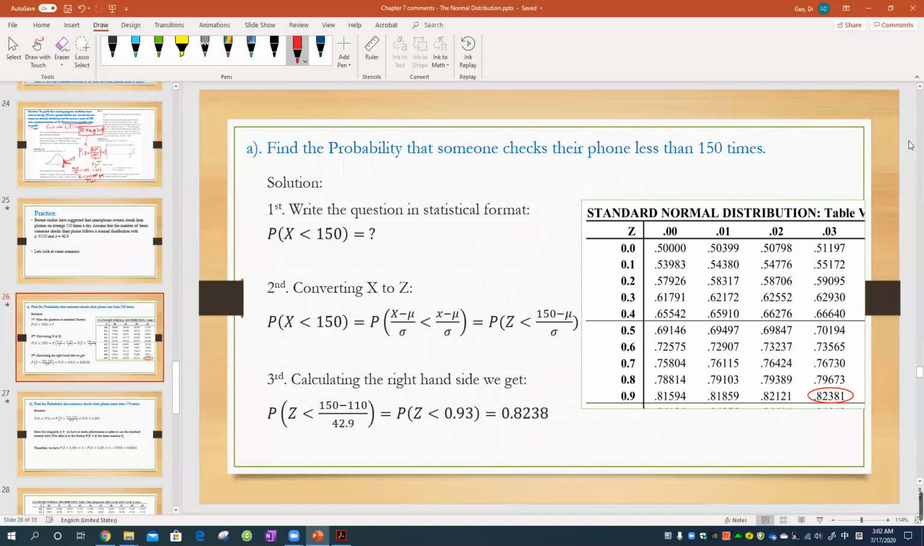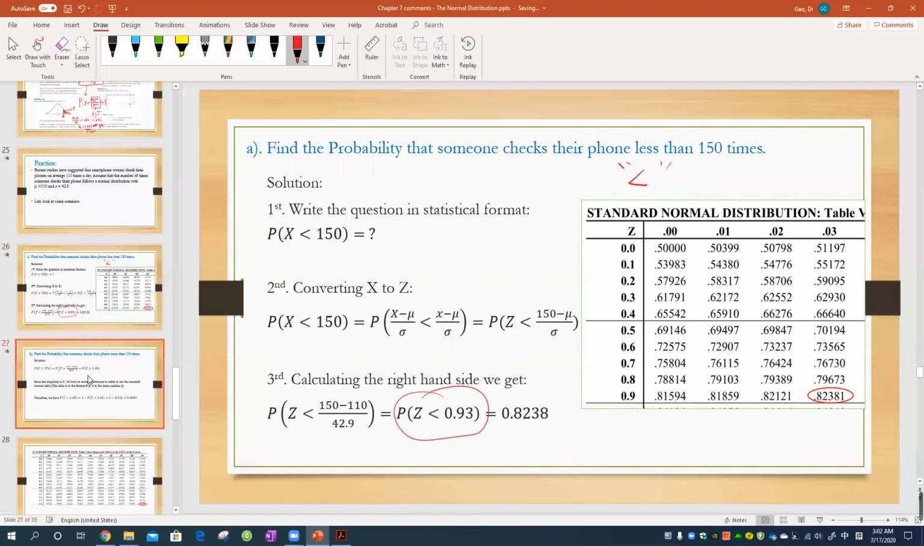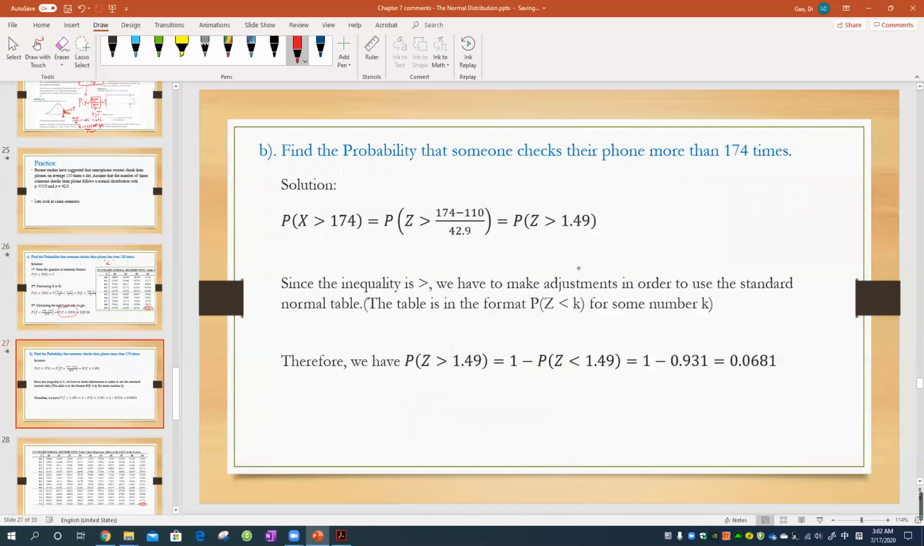So that's the probability of less than. So write the question in that format, probability of x smaller than 150, converting x to z. So using the z-score, 150 minus mean divided by sigma. And calculating the right-hand side, we got probability of z smaller than 0.93. So this is what we want from a standard normal. Then you can check the table, which is 82.38%.